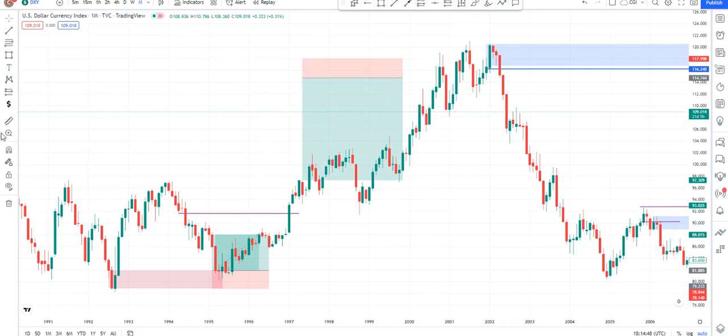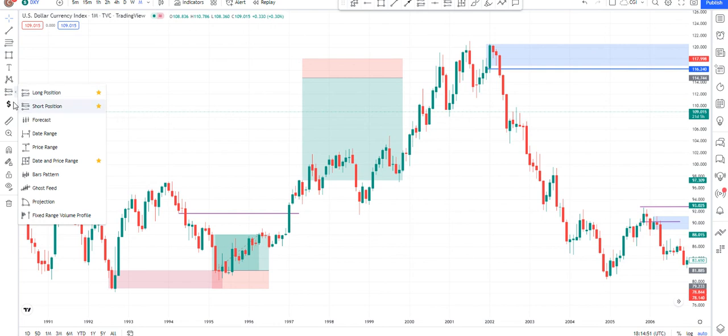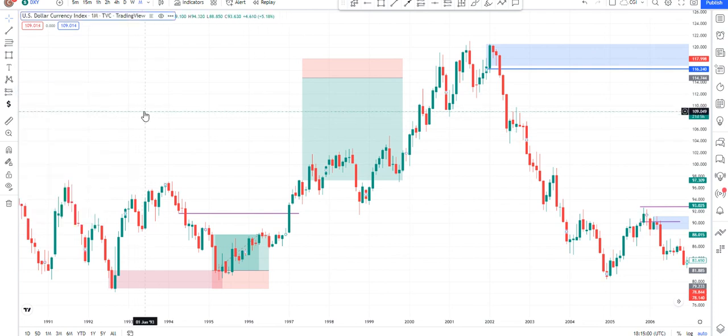So you find it here. I think it is, see this two here. You can see it here. Long position, short position, forecast, etc. So these are forecast tools. So that's where you find it. So yeah, this is basically how you define your risk to reward ratio.